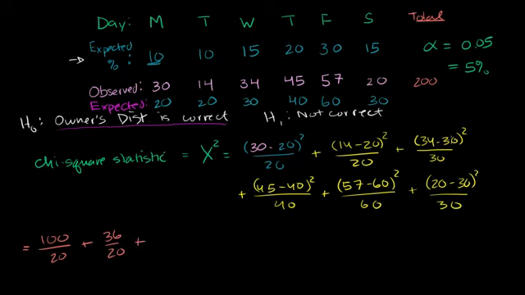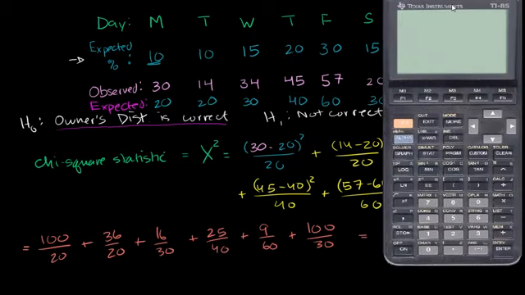Plus, 34 minus 30 is 4, squared is 16. So plus 16 over 30. Plus 45 minus 40 is 5, squared is 25. So plus 25 over 40. Plus, the difference here is 3, squared is 9. So it's 9 over 60. Plus, we have a difference of 10, squared is 100 over 30. Plus 100 over 30. And this is equal to, and I'll just get the calculator out for this.